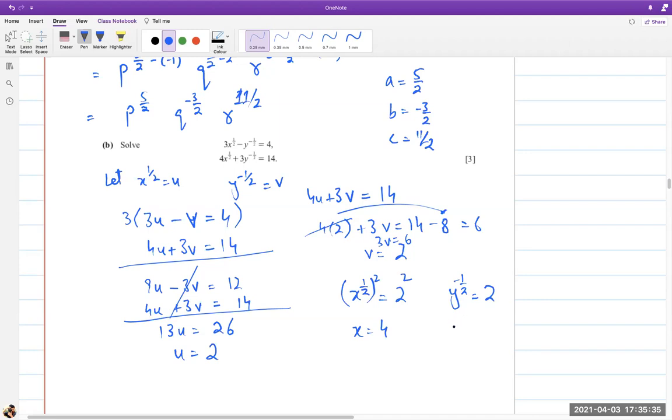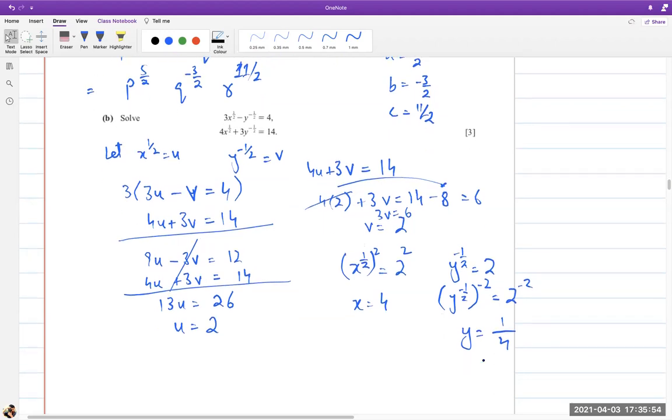And for this one, I will have to multiply it by minus 2, or I can just convert it through some algebra. This will become y to the power minus half, to the power minus 2, is equal to 2 to the power minus 2, which is nothing but y is equal to 1 over 4. It's not minus 4, remember that. It is y is equal to 1 by 4. So I found x and y, both of them. All right.